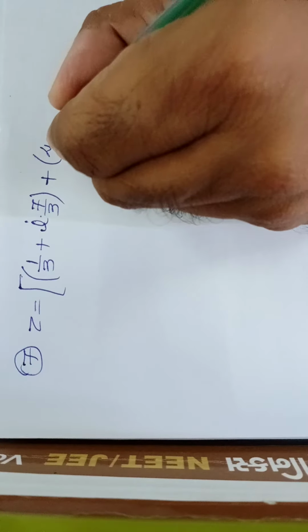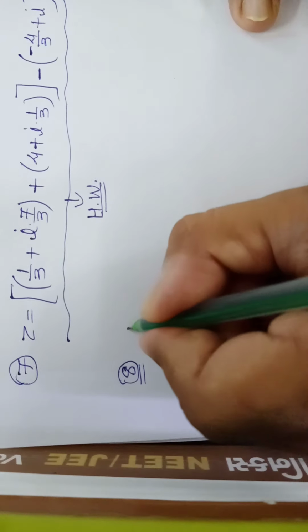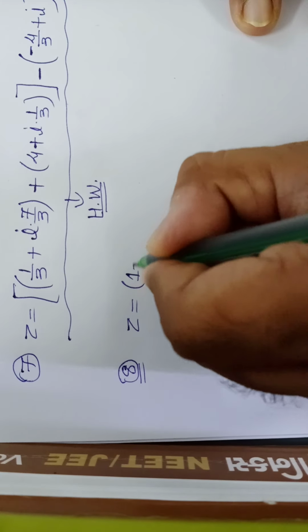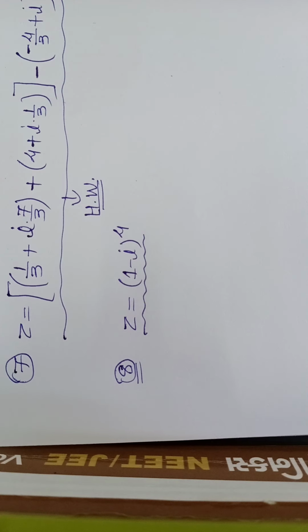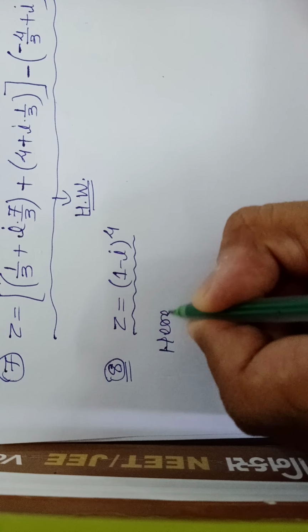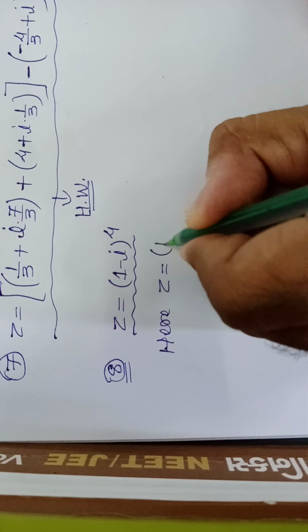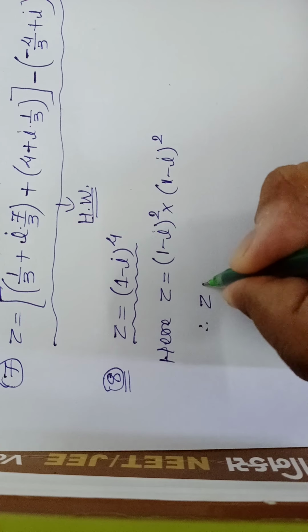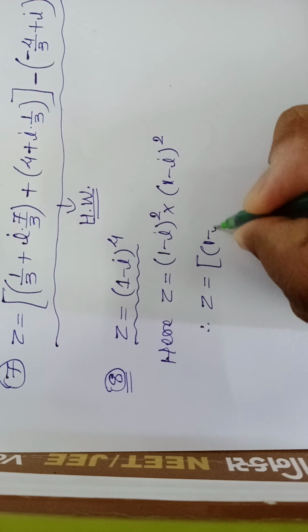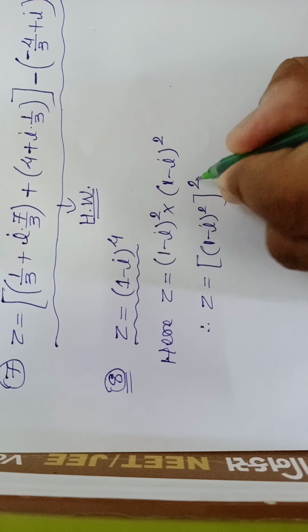Now question number 8. Z is equal to (1 minus i) whole raised to 4. Now power 4 is there. What to do with this power 4? Let me write this complex number Z as (1 minus i) whole square into (1 minus i) whole square. I think you easily understand that, or ((1 minus i) whole square) whole square, right? Actually, I have to write it as ((1 minus i) whole square) square.